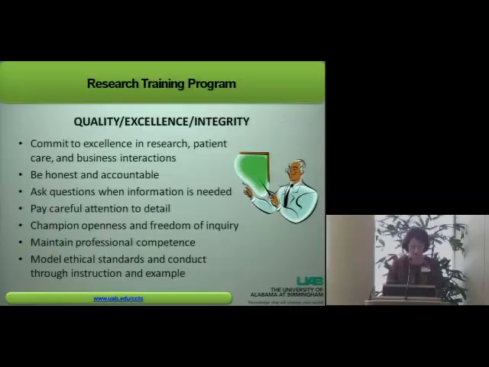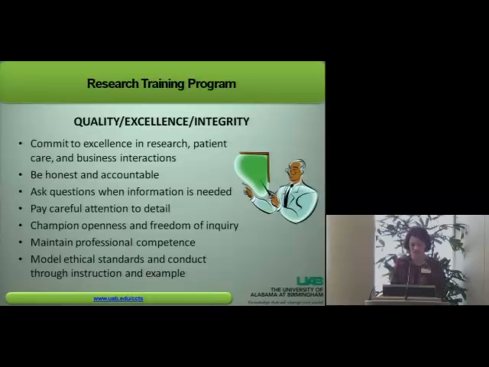The first and foremost is one related to quality, excellence, and integrity. Organizations that have this element in their code require their members to commit to excellence no matter what business they participate in, whether that's research, patient care, or other business interactions. Honesty and accountability are core features of the quality element.